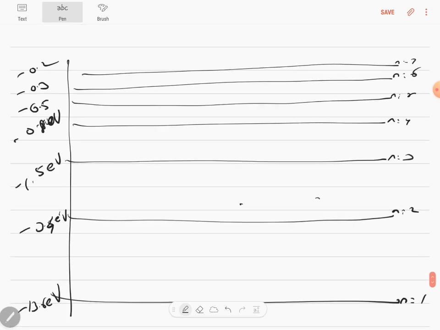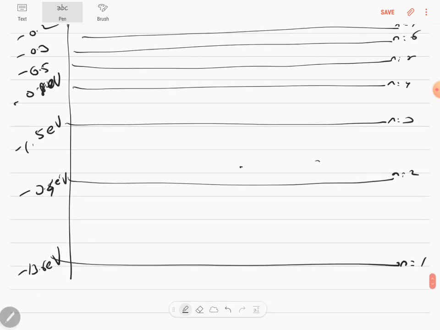So these are the various energy levels. This is referred to as the ground state. This is referred to as the first excited state. You should know that when you say first excited state, n is equal to 2. You can't say n is equal to 1. This is the second excited state, which is n equal to 3.